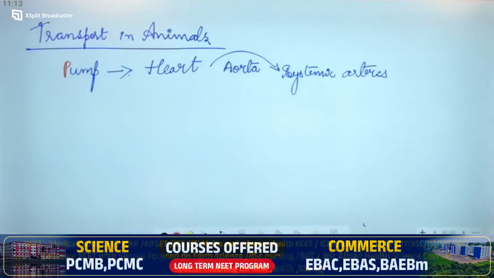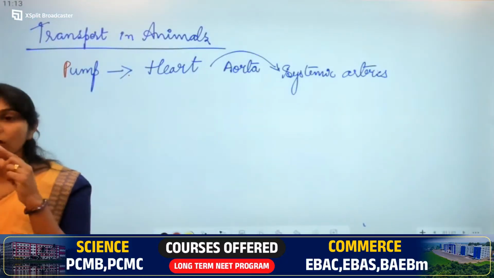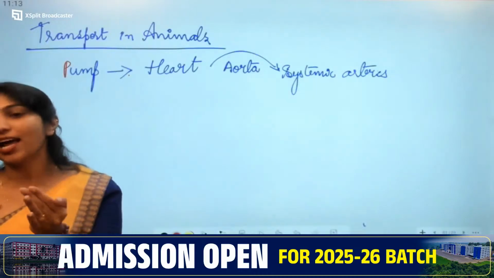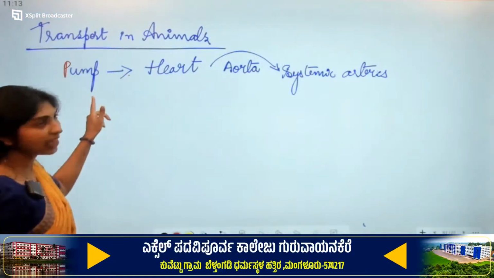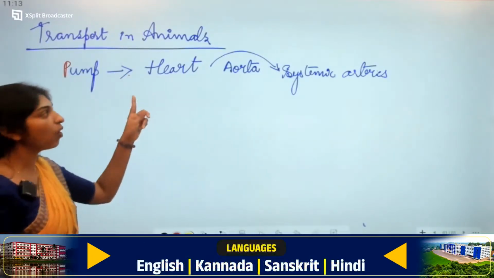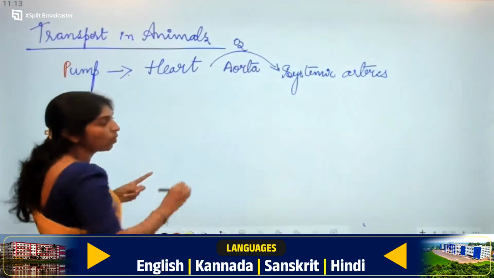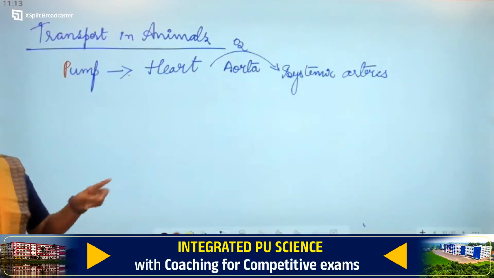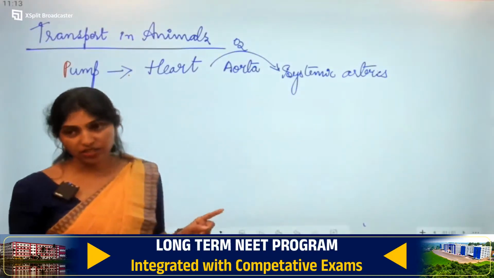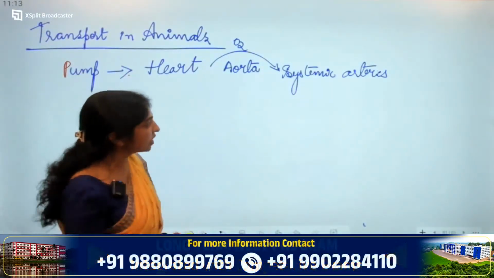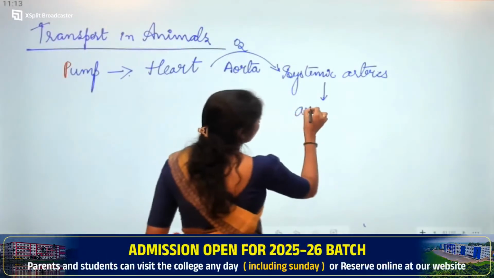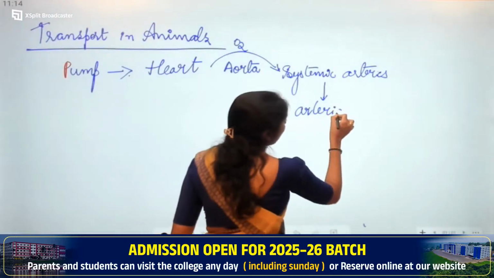Yes, you have told pulmonary artery. Remember, pulmonary artery will not carry oxygenated blood, it will carry deoxygenated blood. We will speak about oxygenated and deoxygenated blood later, but before that, remember, the pumping of blood is done by the heart, and the heart will pump the oxygenated blood through the aorta. From the aorta, it is carried by systemic arteries. Arteries will give the blood to arterioles. It will be taken up by arterioles.